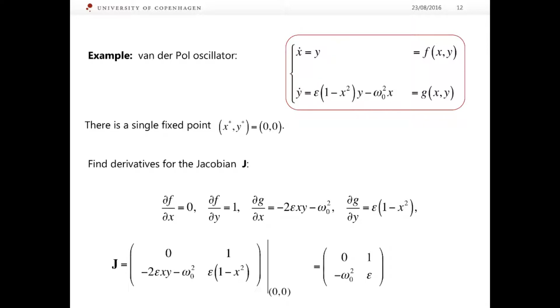Then in the second row, consider the second element. We substitute the value of x equals to 0, and we are left with epsilon times 1, which is equal to epsilon here. And the Jacobian is finally formed, and it has 4 elements, all of which are constants. Once we obtained the linearization matrix, we can find its eigenvalues.